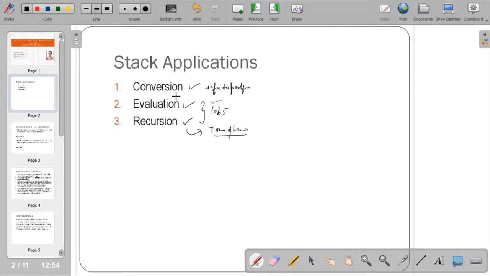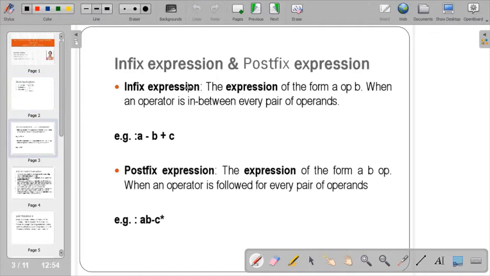In this lab program 4, we will be learning how to convert an expression from infix to postfix, that is, converting an infix expression to a postfix expression. So this is regarding laboratory program 4, and these are the applications of the stack. Let us see what an infix expression and a postfix expression are before we go into the program.